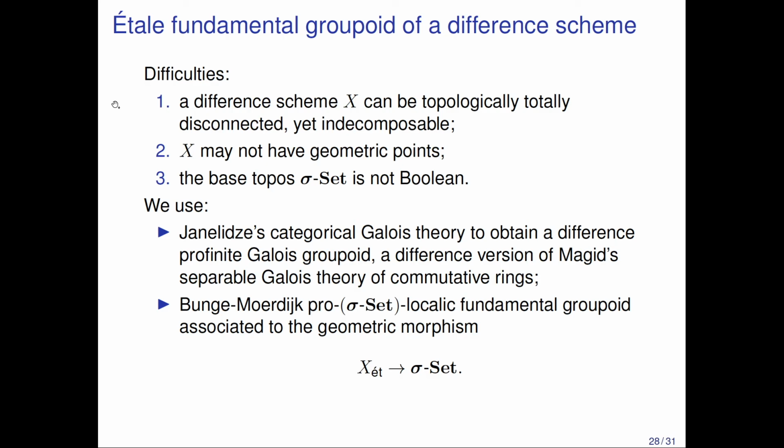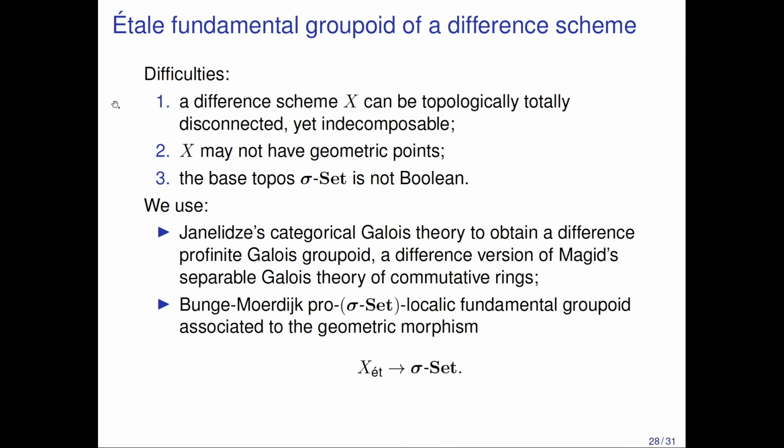Now, this is the picture that I like more. There's this relative Galois theory, which has been pursued mostly by Bunge and then maybe Moerdijk, where when you have a locally connected morphism of topoi, you can obtain a localic fundamental group in the base topos. So that's going to be like a topological group in sigma-sets, which is associated to this situation.